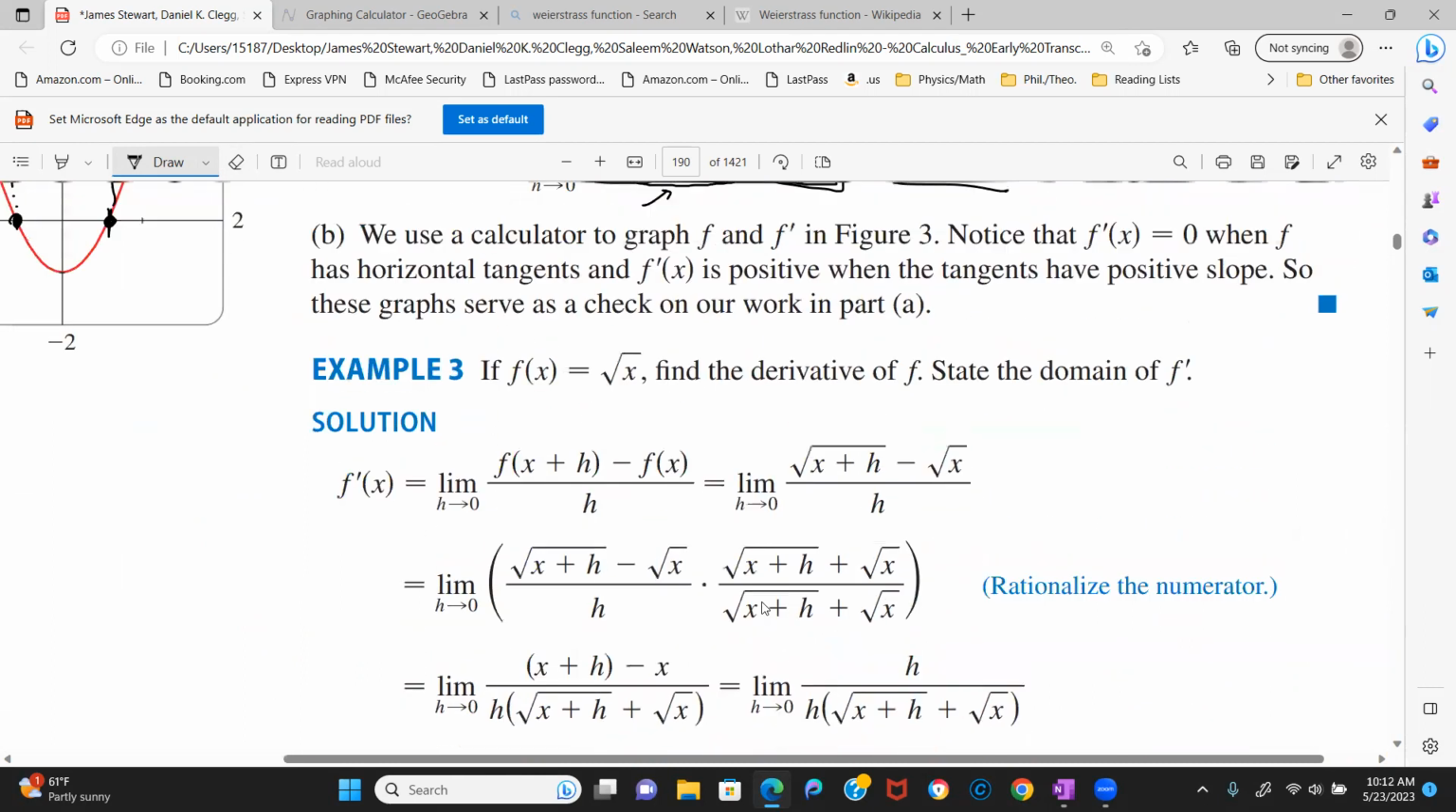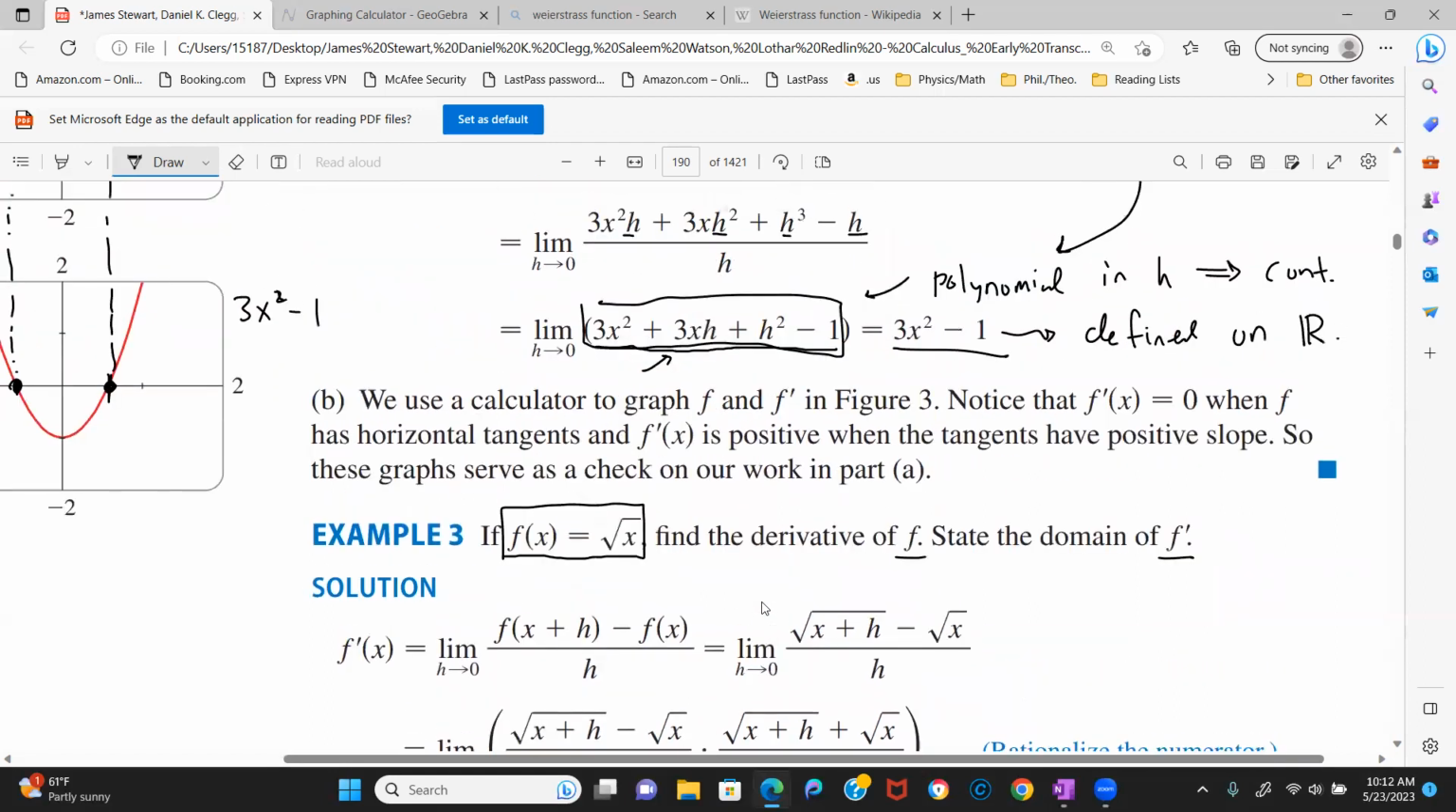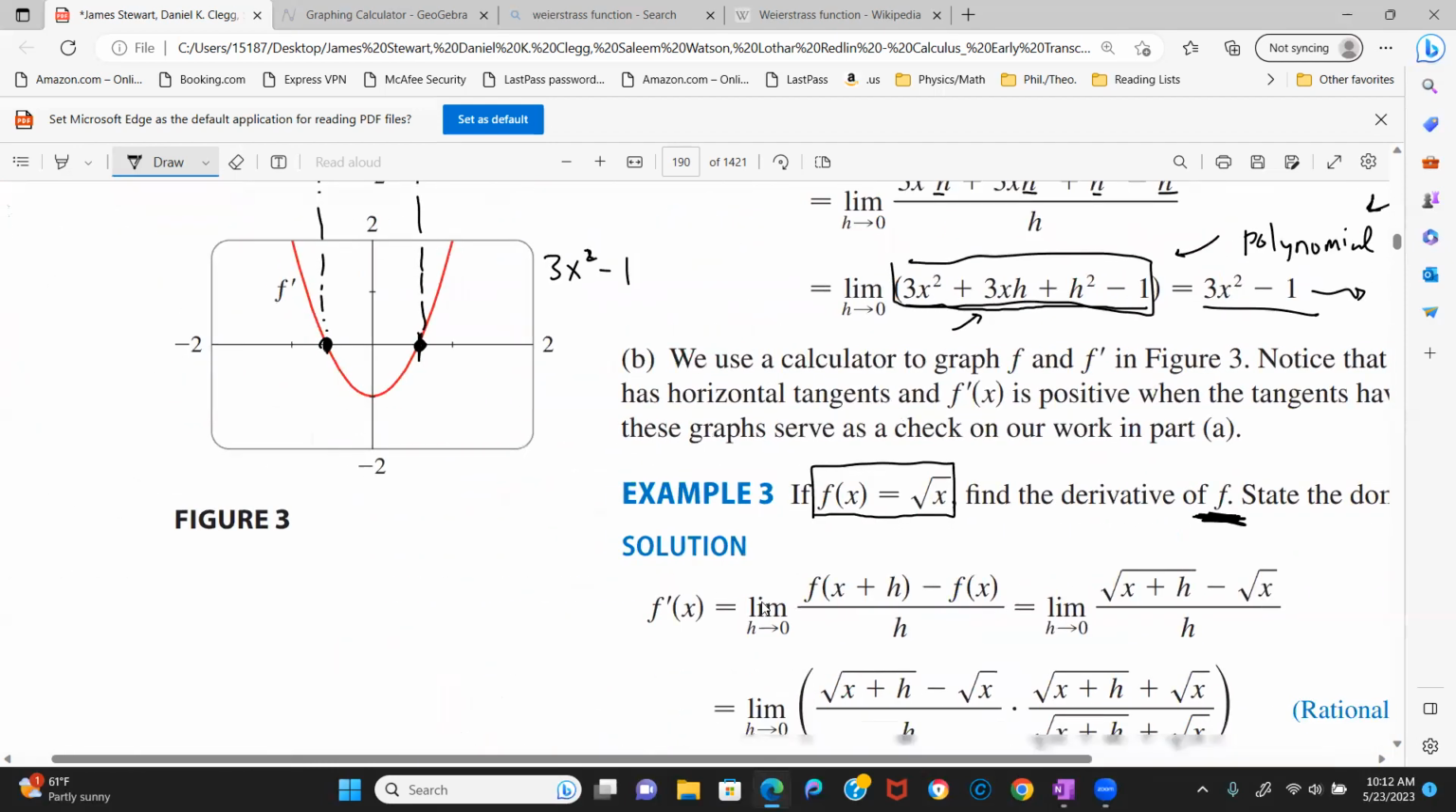All right, so here's an example we went through already, so I'll be really brief. We have the function, the square root of x. We want to find the derivative and then state the domain. Here's our first example where the domain of the derivative can be strictly smaller than the domain of the function itself. The domain of f prime, though, will always be a subset of the domain of f. Let me write that on the side.